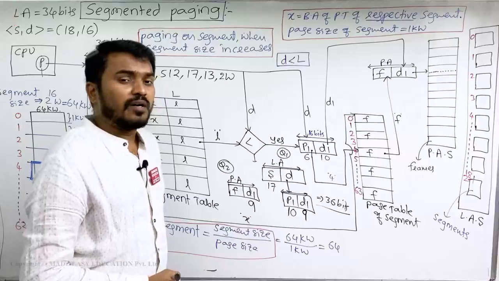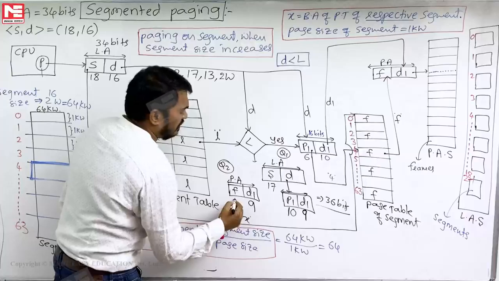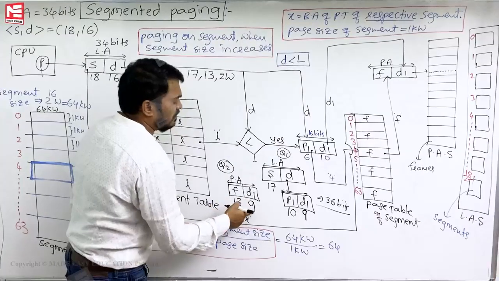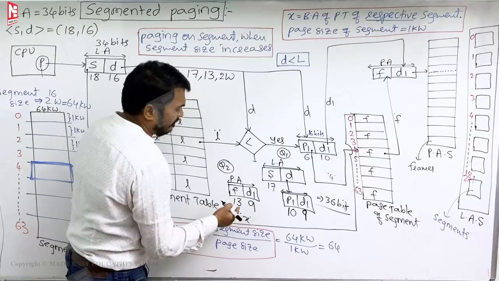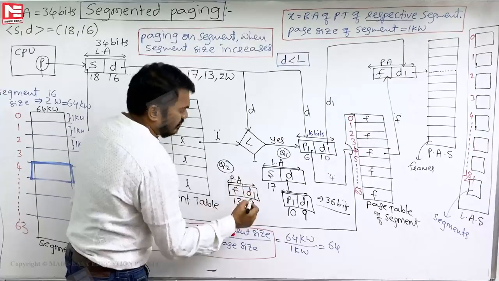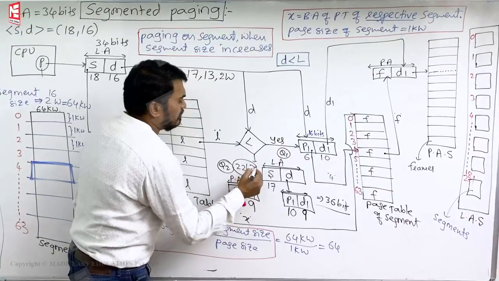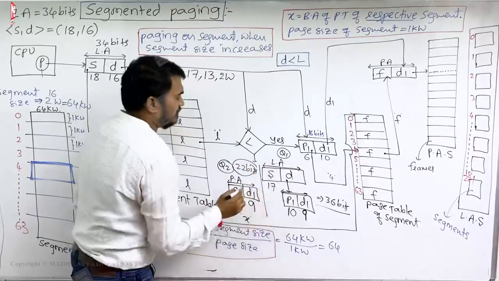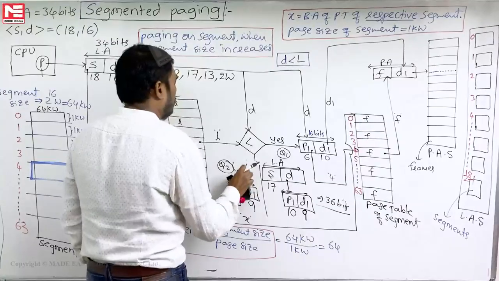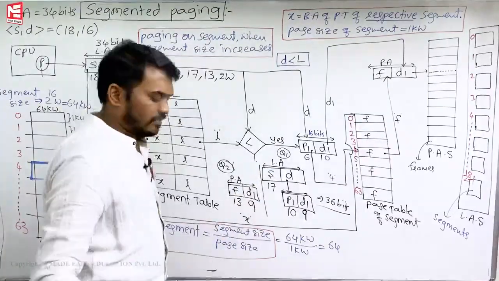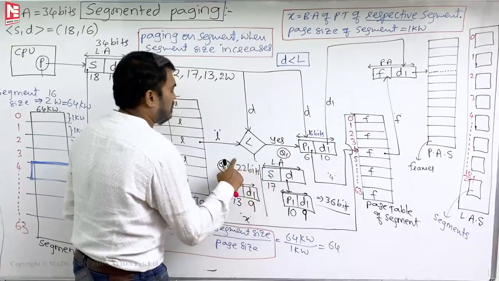F will tell you the frame number. How many bits were given for the frame number in the question? 13 bits are given for the frame number. So 13 plus 9. How much is this value? 22, correct? So total 22. So PA is how much here? 22 bits. So this is question number 2.